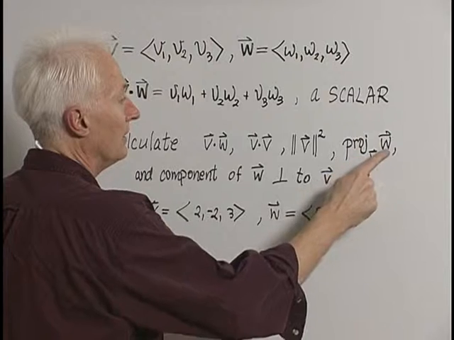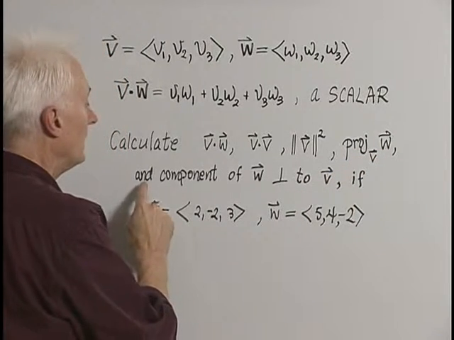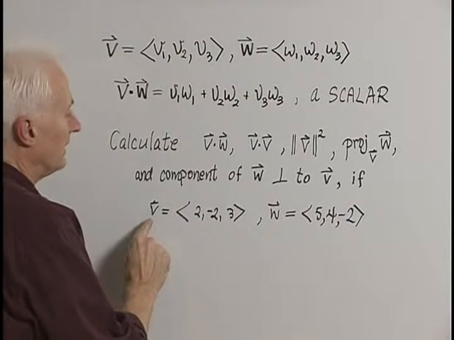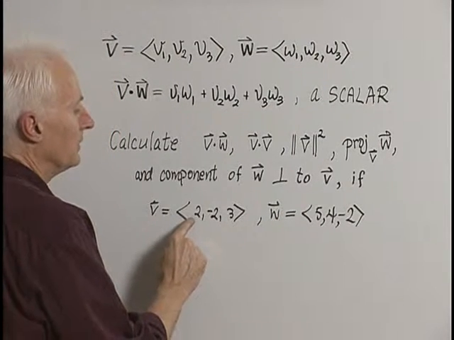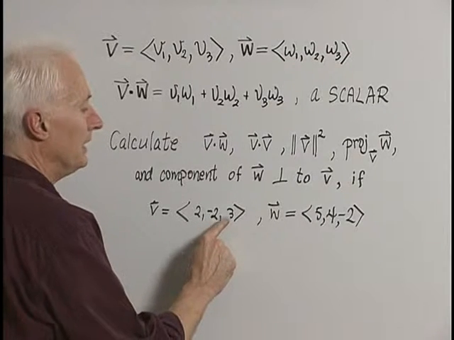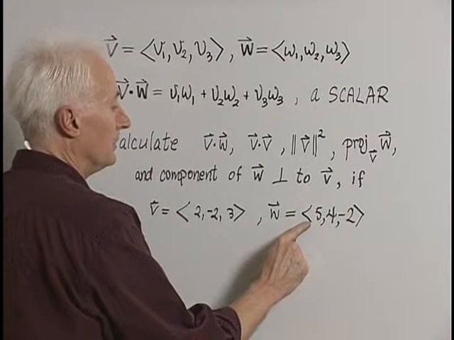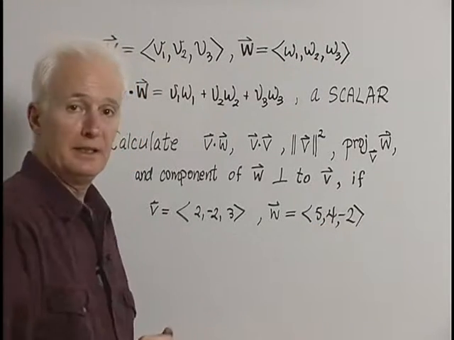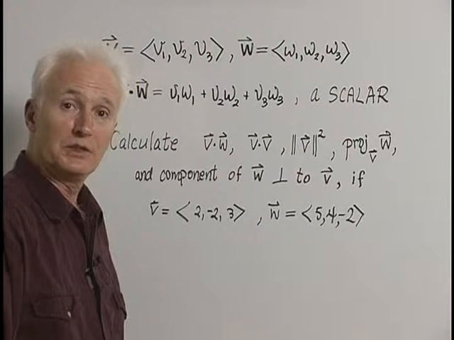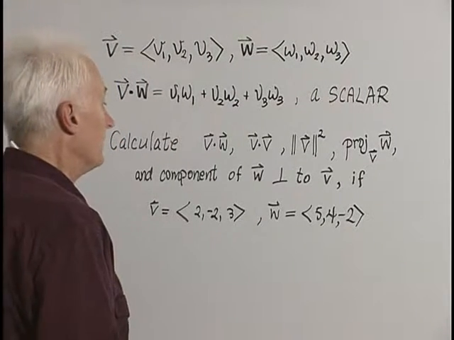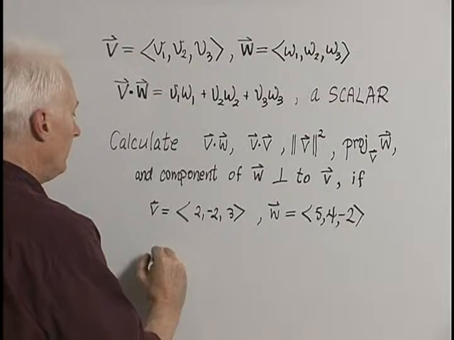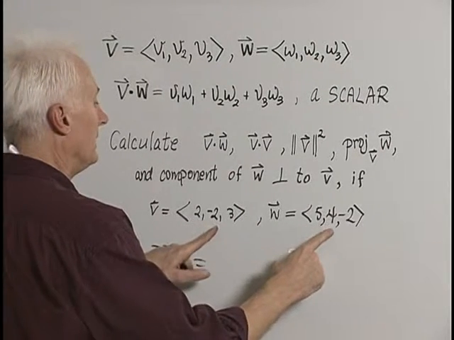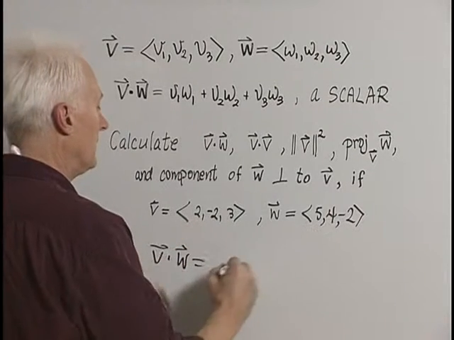But in any case, let's use this formula to calculate v dot w, v dot v, length of v squared, and the projection of w on v, as well as the component of w perpendicular to v, if we specifically have v as the vector with components 2, negative 2, 3, and w is equal to the vector with components 5, 4, negative 2. So all we have to do is calculate.